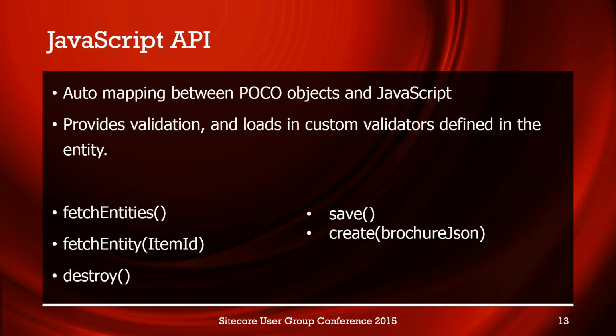So we have a fetch entities method. This is going to return us all our entities. We have a fetch entity. When you pass in a string ID, we'll return a single one. Our destroy is our delete method. We have a save, so you pass in an item you want to update, basically, so that's the update method. We have a create method. We pass in a JSON representation of your entity, and it will create that.